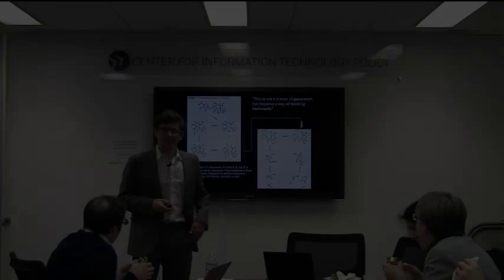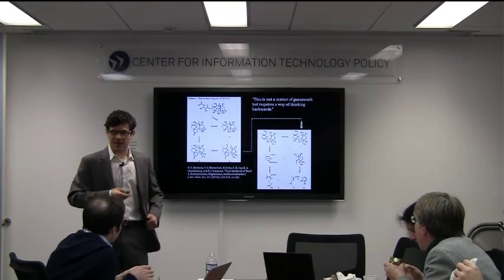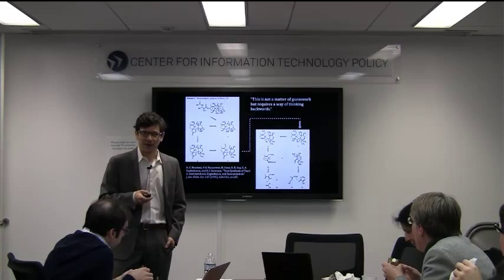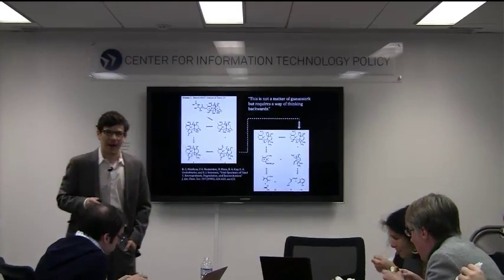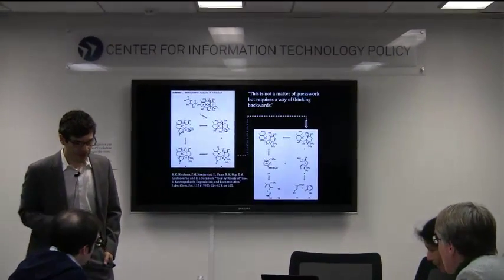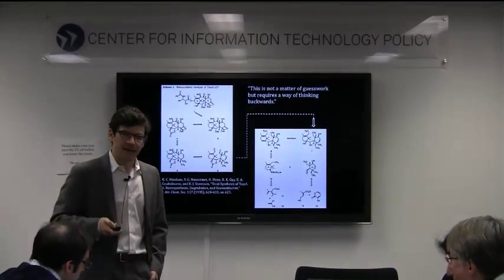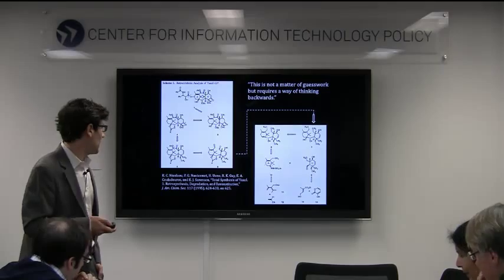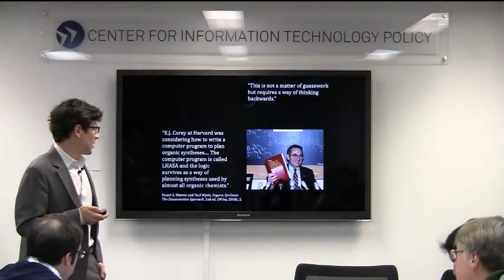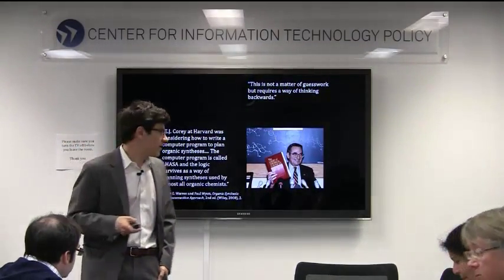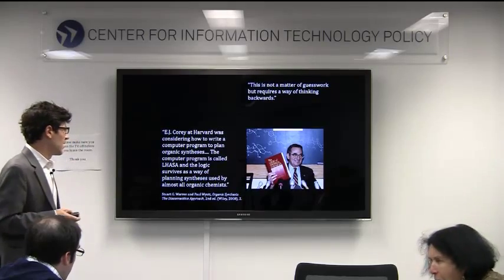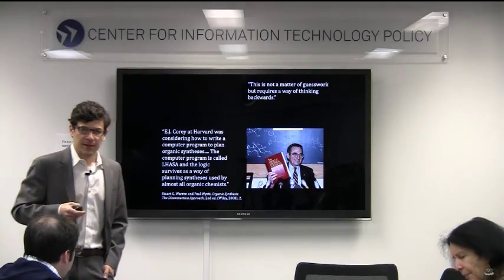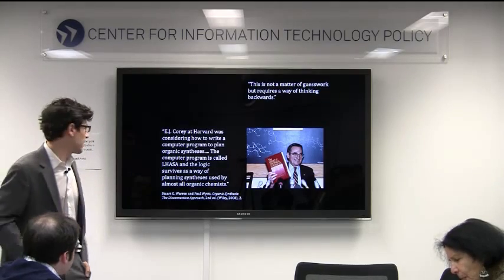Now, this seems like a fairly obvious thing to do on one level. If you've got a complex molecule that you want to make, you need to somehow work backwards to figure out what you can make it from. But in fact, this method has a history, and its history involves computing. In the 1960s, Harvard chemist E.J. Corey was trying to figure out a way to get computers to help him to plan these syntheses.